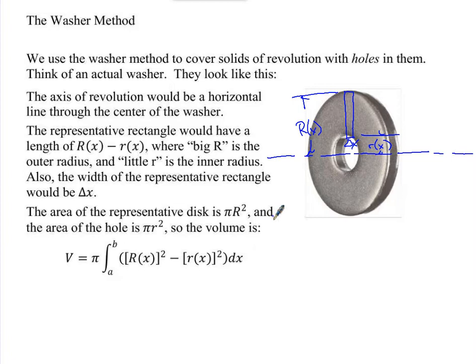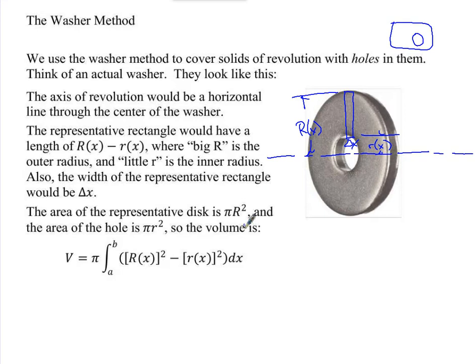Now the area of the representative disk is pi r squared. The area of the hole is pi r squared, but notice that I'm using big R and little r. So I'm using big R squared and little r squared for the outer representative disk, and then this would be a disk, but I'm actually making it a hole. So just like back in the 4th grade when we had a rectangle and we subtract out a hole to find that area, that's what we're doing here.